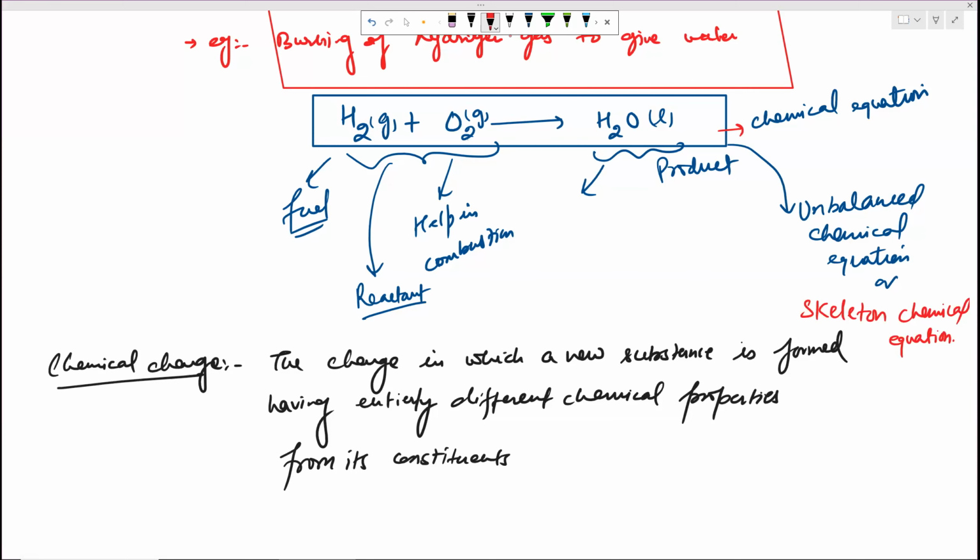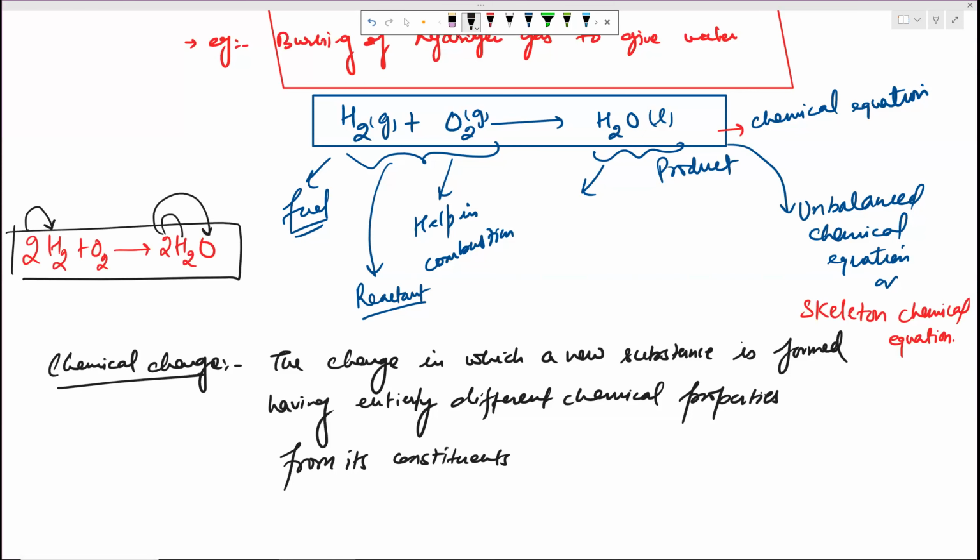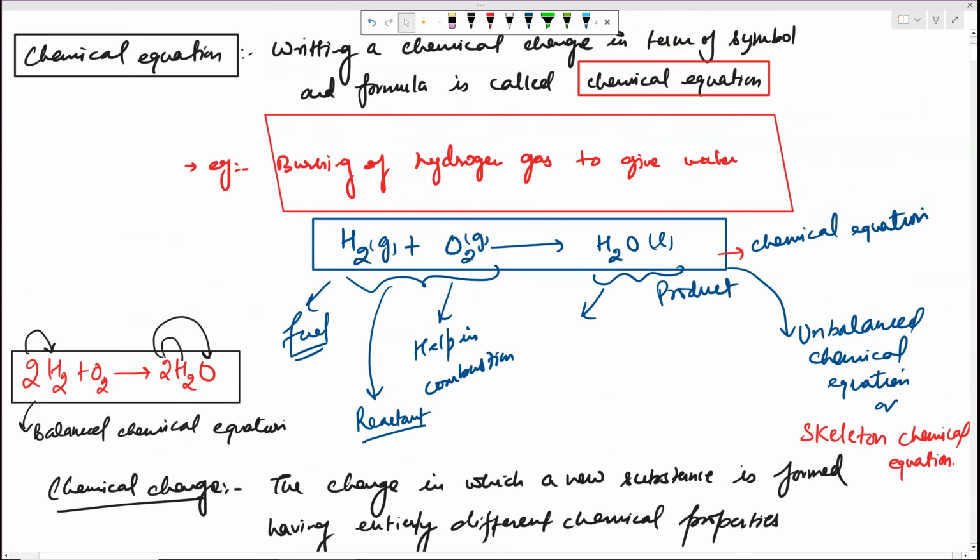But suppose I balance this one: H2 plus O2 gives you 2H2O. Now check here: there are four hydrogens on both sides, and two oxygens on both sides. So it is balanced. This will be considered a balanced chemical equation. Please note each and everything here. Note it down.